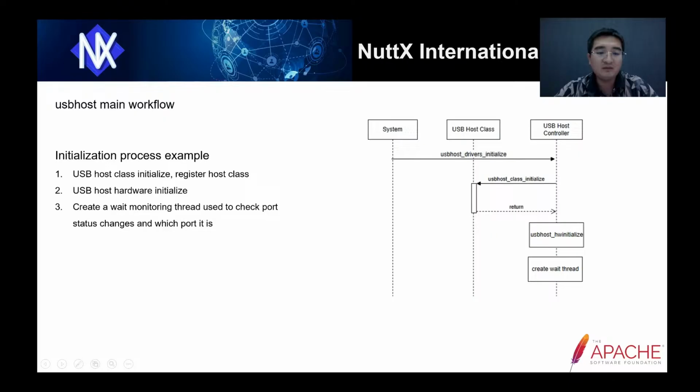USB host main workflow. After the system is powered on, register the USB host class in the USB host class initialization function. After that, initialize the hardware controller and create a wait thread. In the wait thread, detect the USB device plugging in or out.